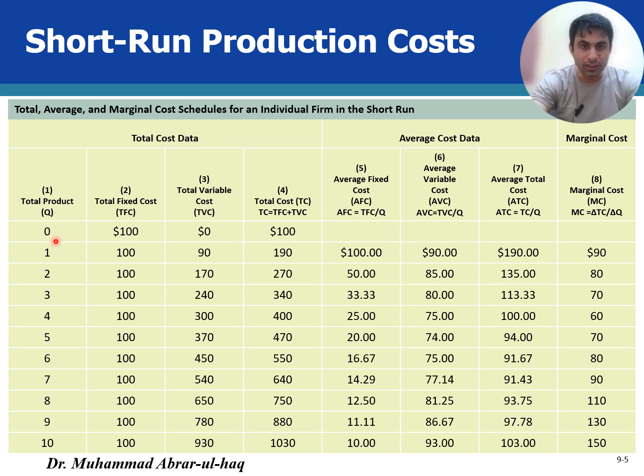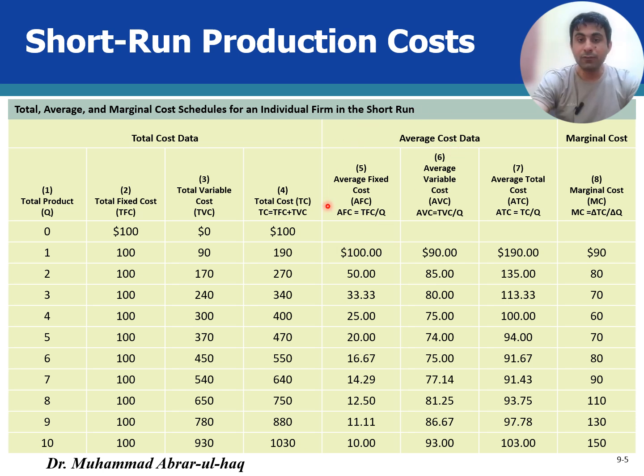Like at the quantity of 0, when the total fixed cost is 100 and the total variable cost is 0, if you add 100 and 0, you'll get the total cost, that is 100 at the quantity of 0. If the firm is producing quantity 1, the total fixed cost is 100, the total variable cost is 90, and the total cost will be 190. So we just need to add horizontally.